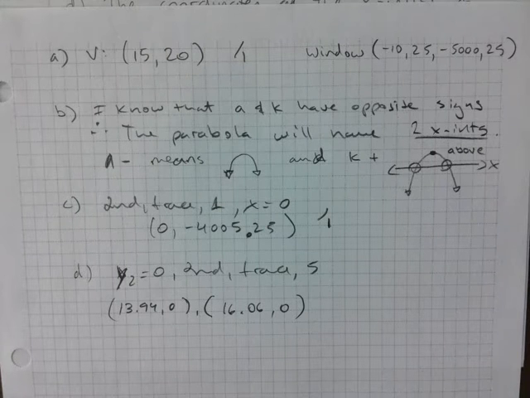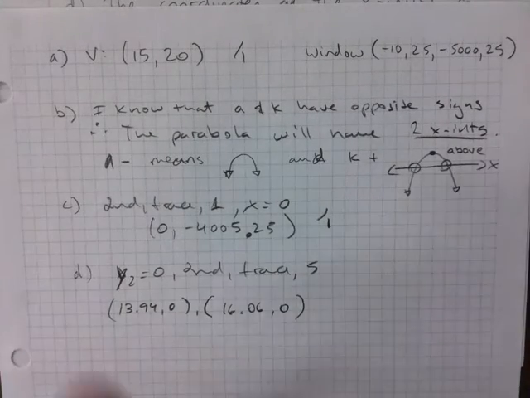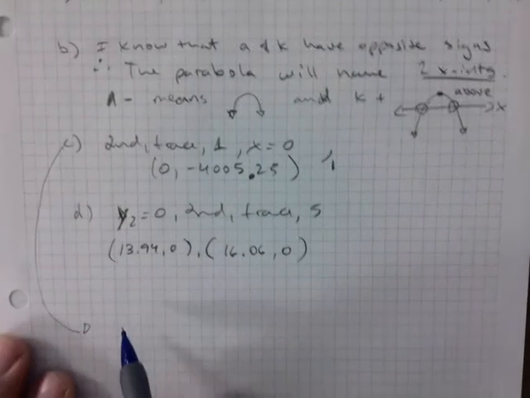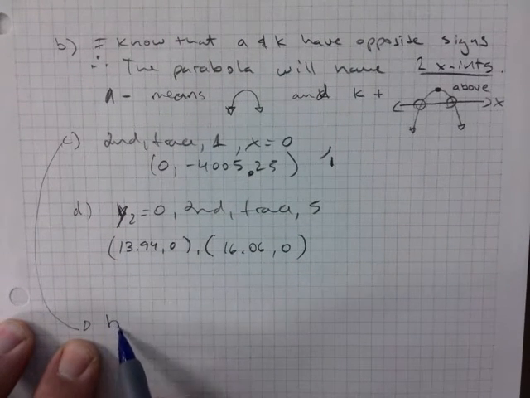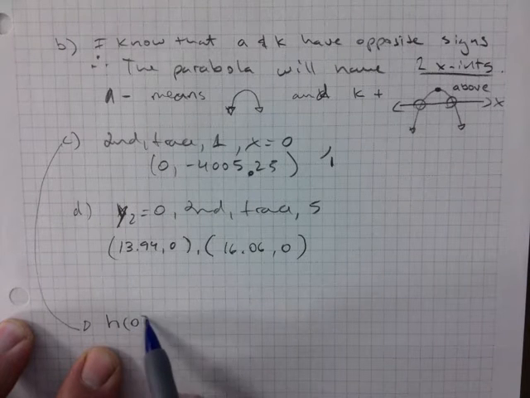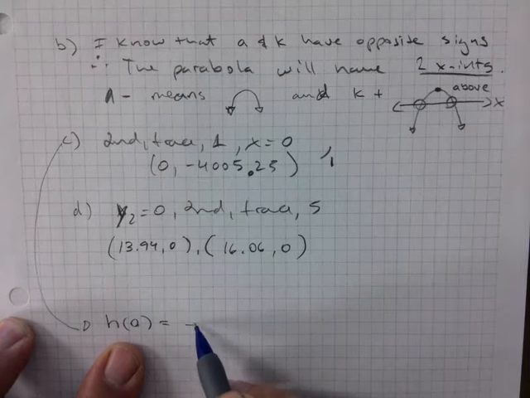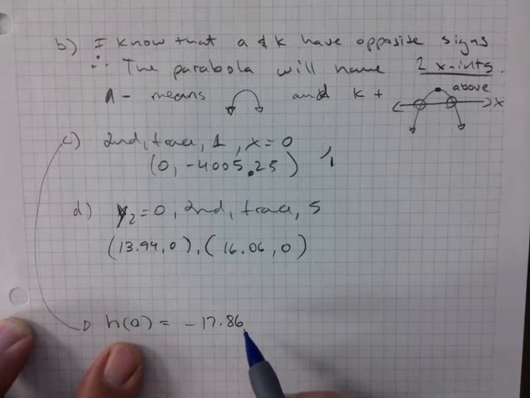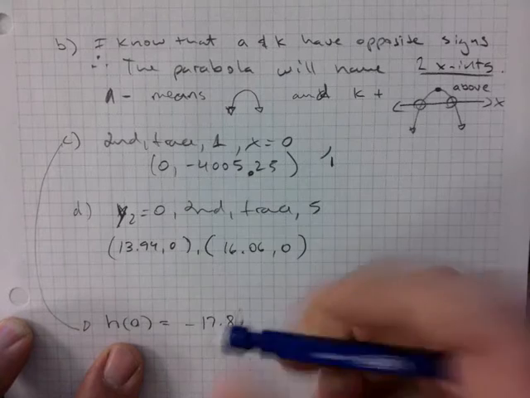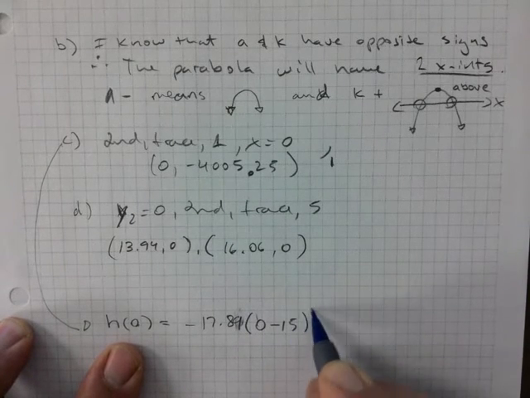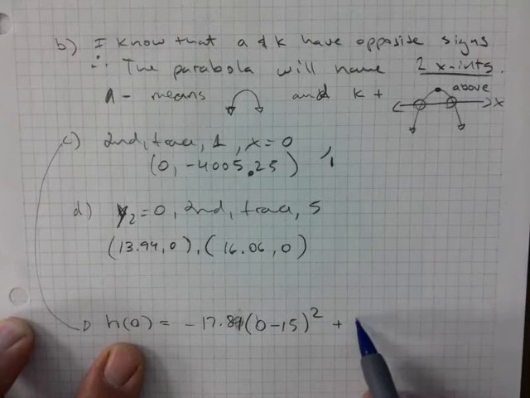One more thing, because everything is connected. I don't want you to think of certain areas of the book disconnected from what we're doing. If you wanted to do C like this, really what you're finding, when you're finding the y-intercept, you're finding in this case h of 0, right? When x is equal to 0. Remember I showed you how to do that? So that'd be negative 17.89, 86 or 89? 89, right? 0 minus 15 squared plus 20.